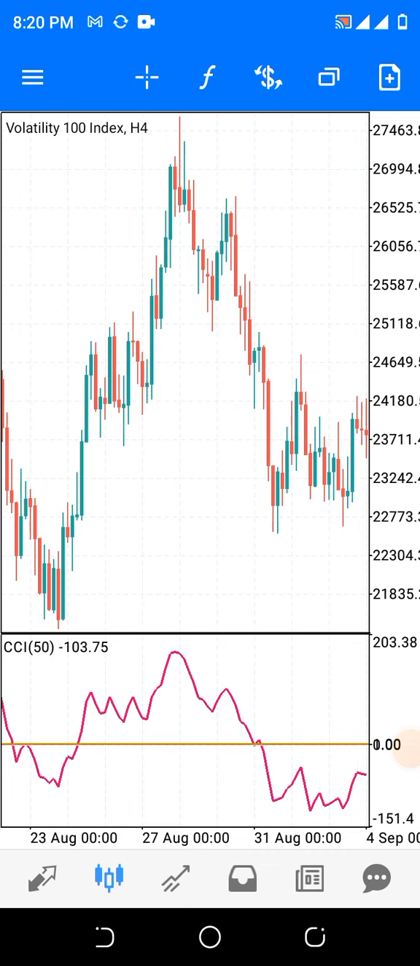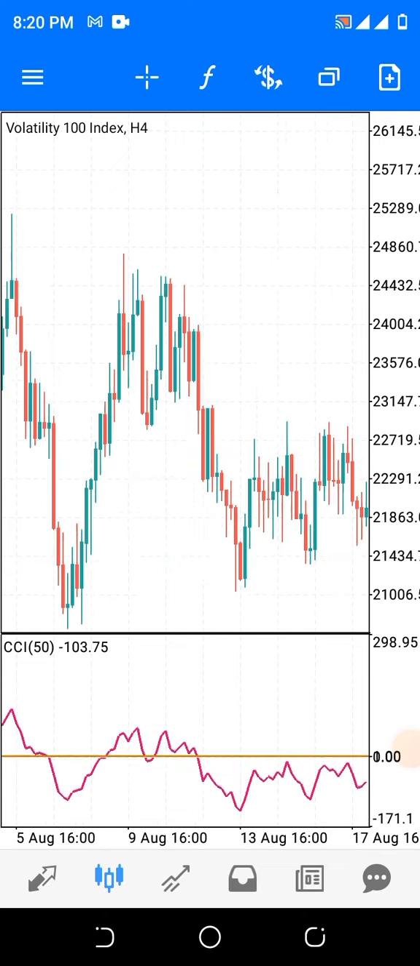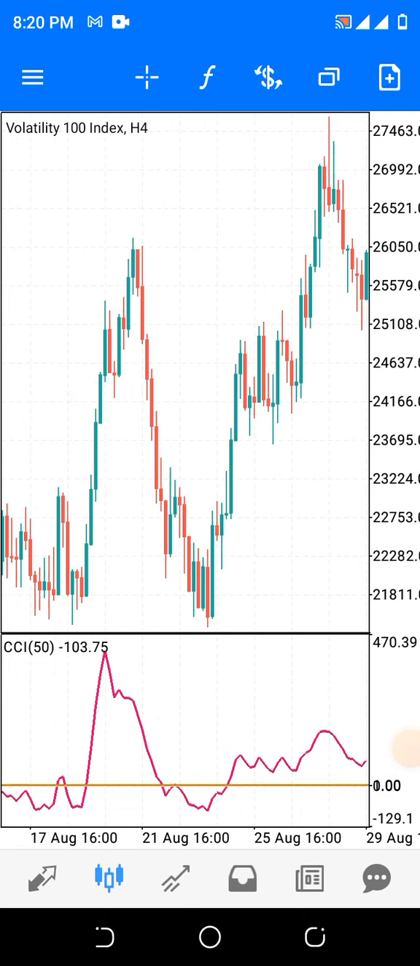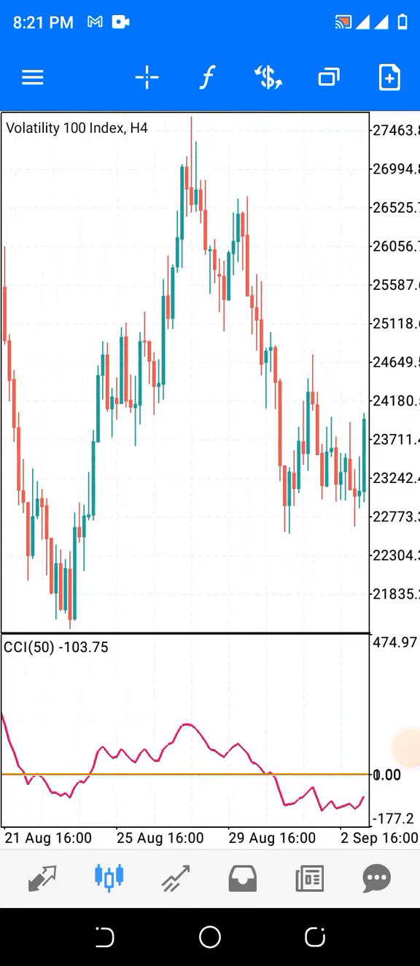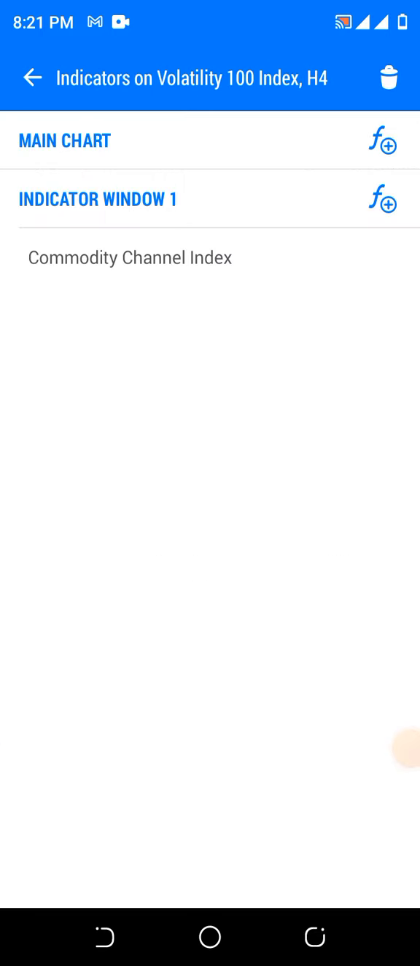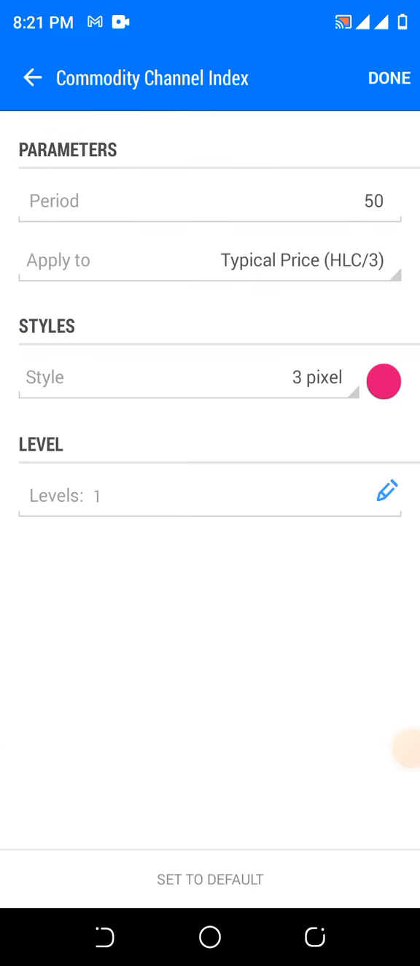Now let me show you how the setup is. Let me show you how to set up the indicator. I told you only one indicator is needed, the CCI indicator, Commodity Channel Index indicator. Now this is how to set up the indicator. You go to F, do you understand? Select Commodity Channel Index indicator. Now here are the settings. Period is 50, do you understand? Apply to typical price. Style 3 pixel, choose the color of your choice.